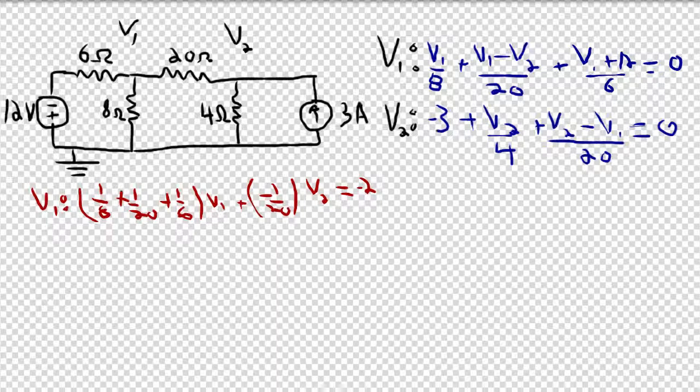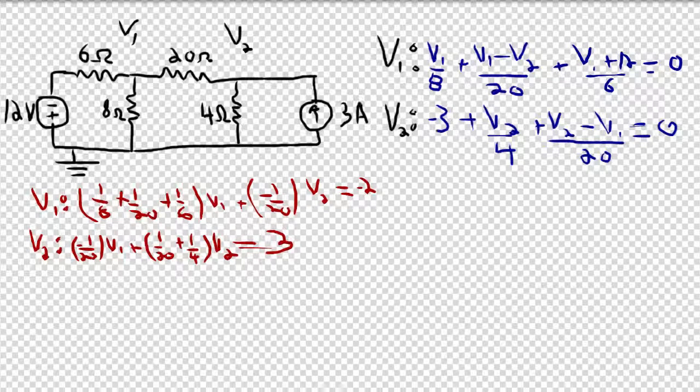And then for V2, very similar equation, we're going to have negative 1/20th V1s plus 1/20th, plus 1/4 of V2. And that's going to be equal to 3.